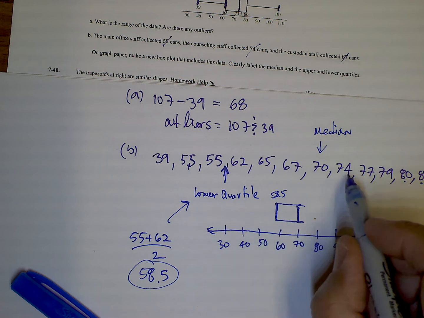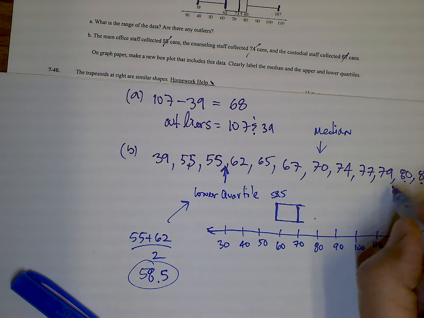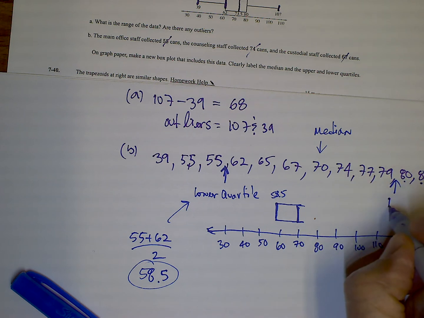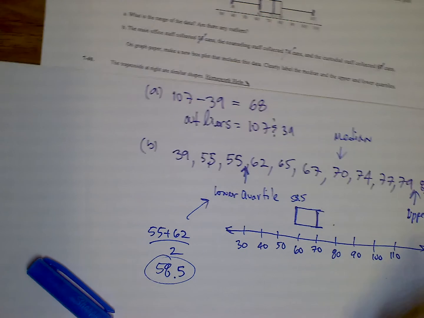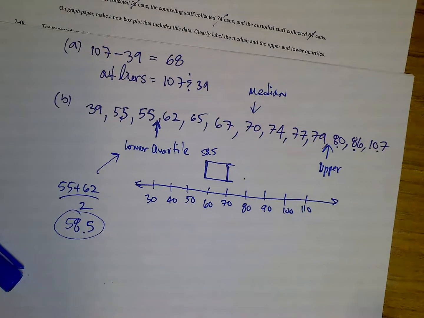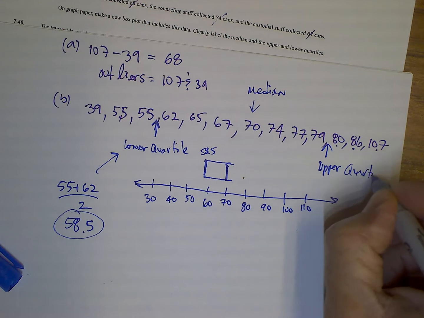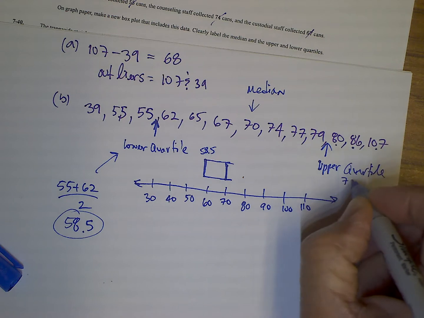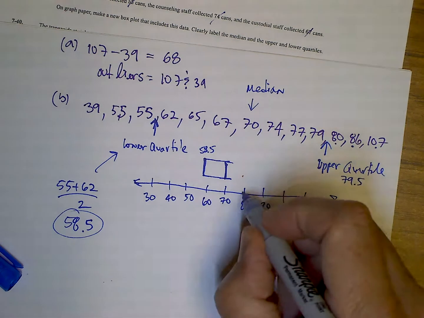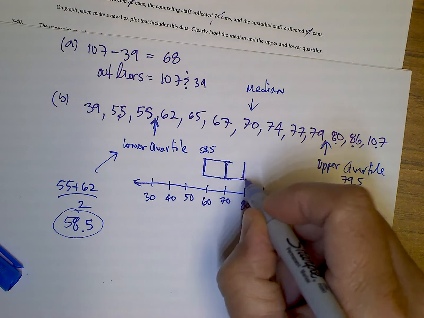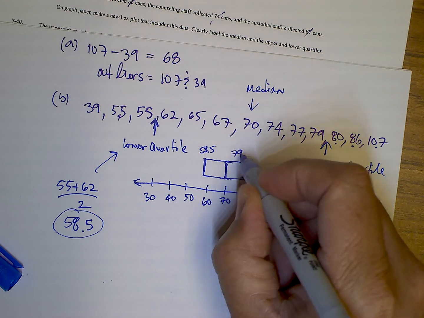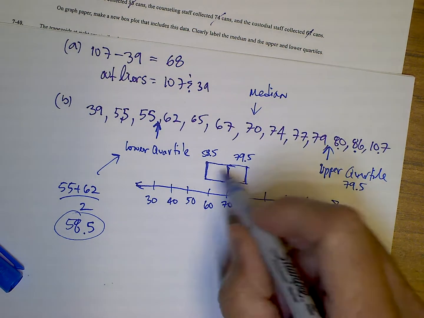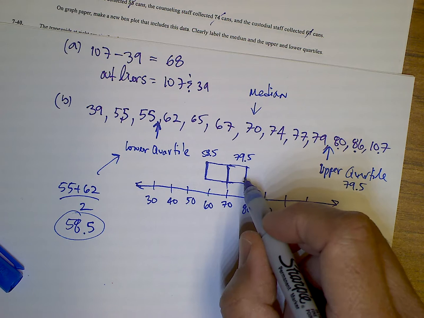And then my upper quartile is going to be in between right here. So there's 3 and 3. So that number is my upper quartile. Let me get some room so you can see what I'm doing here. I can see that in between 79 and 80 is 79.5. So 79.5 would be right about here. So that is 79.5. That was 70.